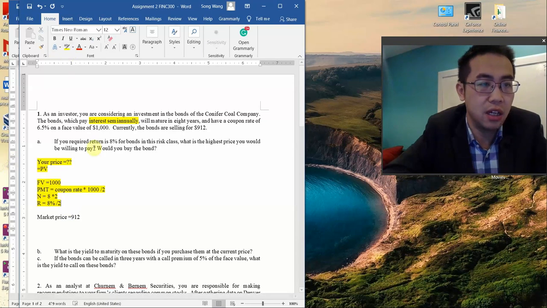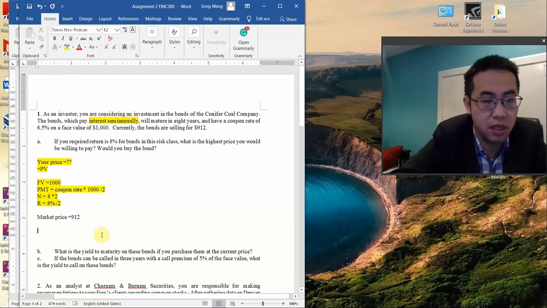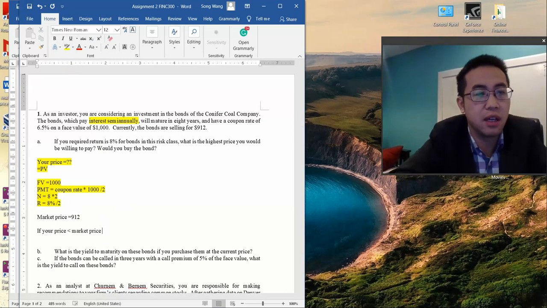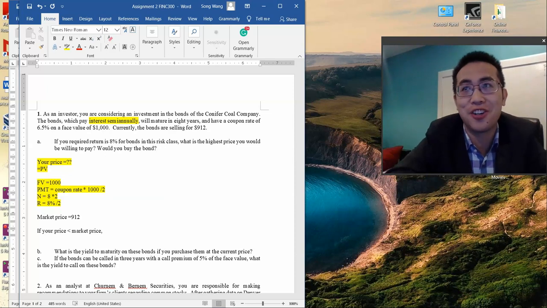And it's not surprising that your price is different from the market price. So what's the catch here? If your price is less than the market price, so basically you think that the bond is worth less than what it's selling for. Imagine you're about to buy the bond and you think it's worth like $800, but it's selling for $900. Would you like to pay the market $900 for the bond when you think it's only worth $800? So you just don't buy it, right?